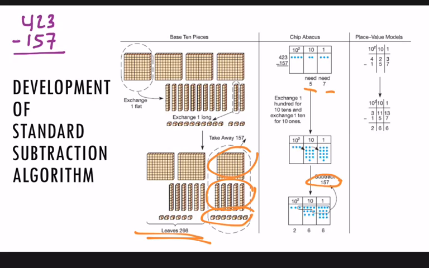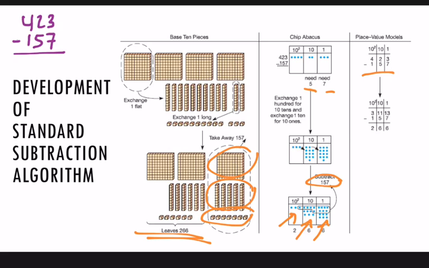1 hundred, so 1 chip in the hundreds column, 5 ten chips, and then 7 chips representing 1. And then the number that is left in each column that's not circled, that's what's left, so 2, 6, and 6, which represents 266.